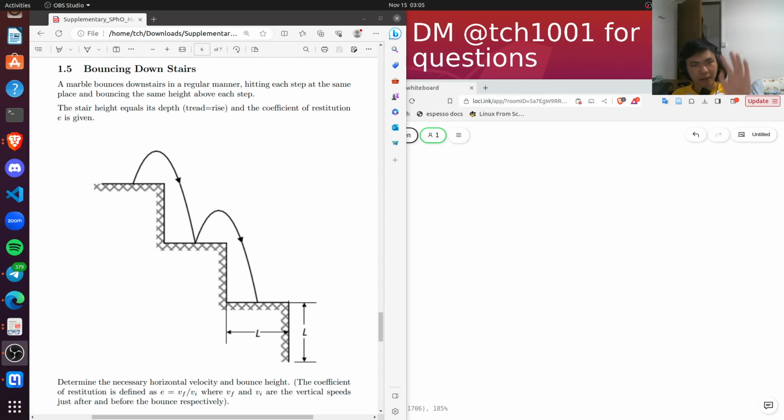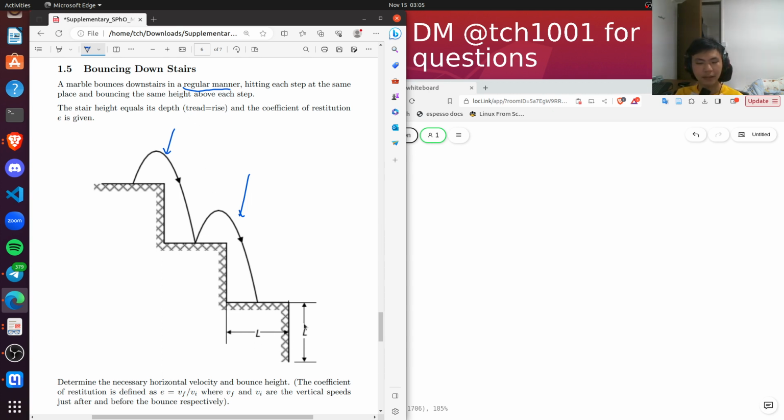Okay, hi everyone. So we're here with a question, bouncing downstairs, and basically we're told that this marble bounces down in a repeatable, or rather regular manner. What that means is simply that this arc, this parabola, is basically a translation of this parabola, and so on. And we're told the height of the stairs as well as the length of the stairs.